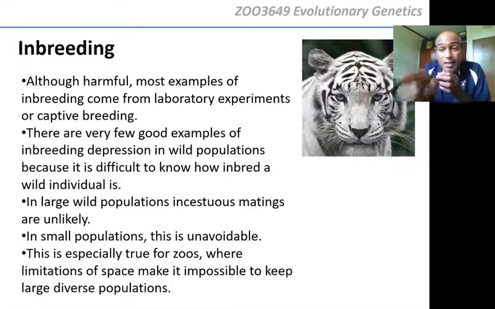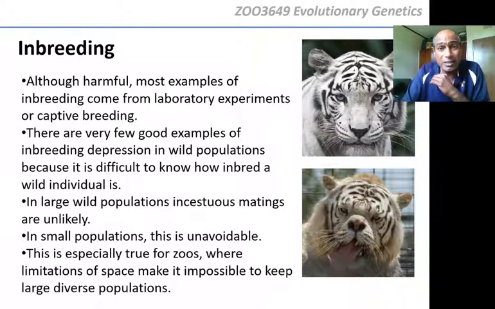What's going to happen? That is how a normal tiger should look. After inbreeding, how does the tiger look? Like this. That is not a healthy tiger at all. Can you see what's wrong with that tiger? Its teeth are messed up. Its face is messed up.